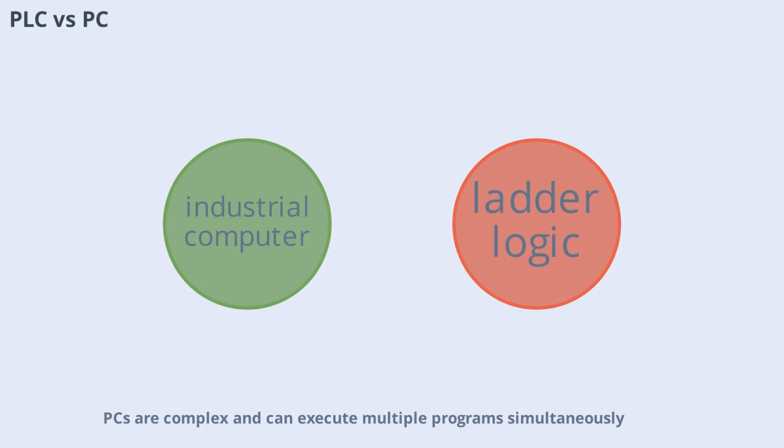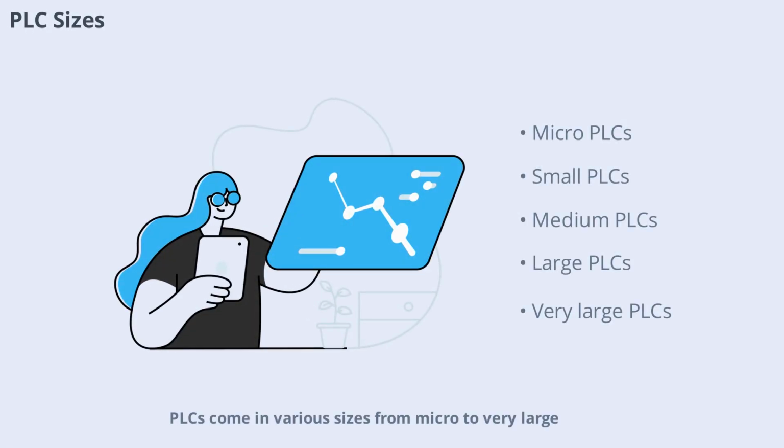PCs are complex and can execute multiple programs simultaneously, but PLCs focus on running a single program in an orderly, sequential manner. PLCs come in various sizes, from micro to very large. Micro PLCs control up to 32 input and output devices, while small PLCs handle 32 to 128 I/O. Medium PLCs manage 64 to 1024 I/O. Large PLCs cover 512 to 4096 I/O, and very large PLCs can control up to 8192 I/O. The size of the PLC is chosen based on the complexity and scale of the application.